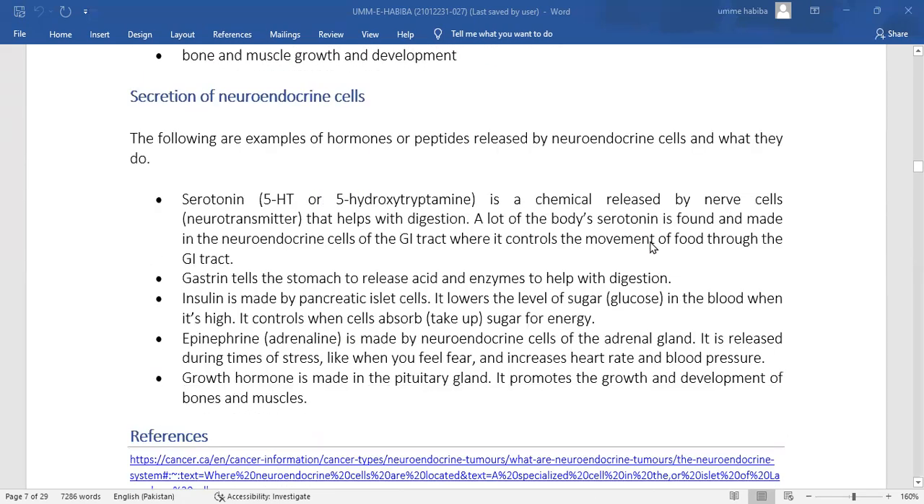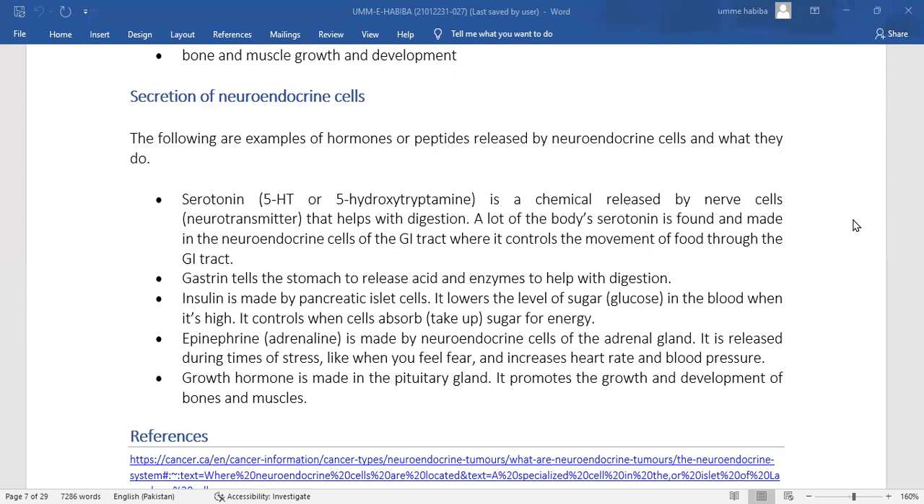The secretion of neuroendocrine cells. The following are examples of hormones and peptides released by neuroendocrine cells and what they do. Serotonin is a chemical released by nerve cells, a neurotransmitter that helps with digestion. A lot of body serotonin is found and made in the neuroendocrine cells of the gastrointestinal tract, where it controls the movement of food through the gastrointestinal tract.